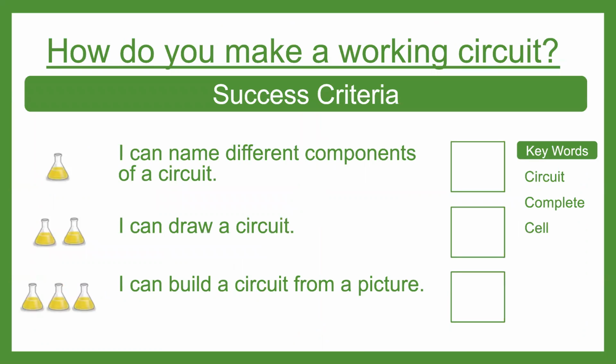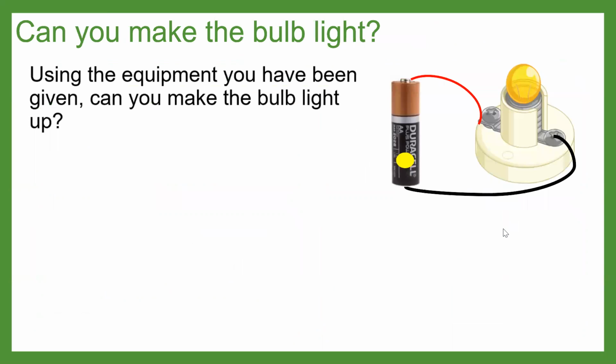This is our success criteria we're going to be looking at today. We are going to be able to name different components of a circuit. We're going to be able to draw a circuit and to build a circuit from a picture. And we've got some keywords of circuit, complete, and cell.